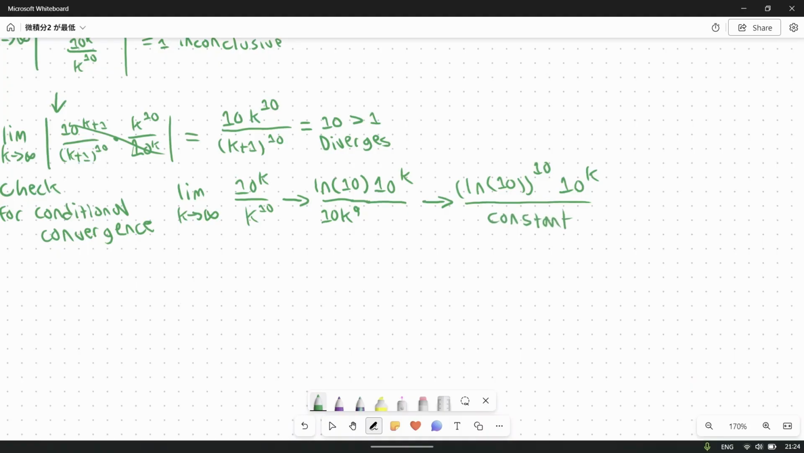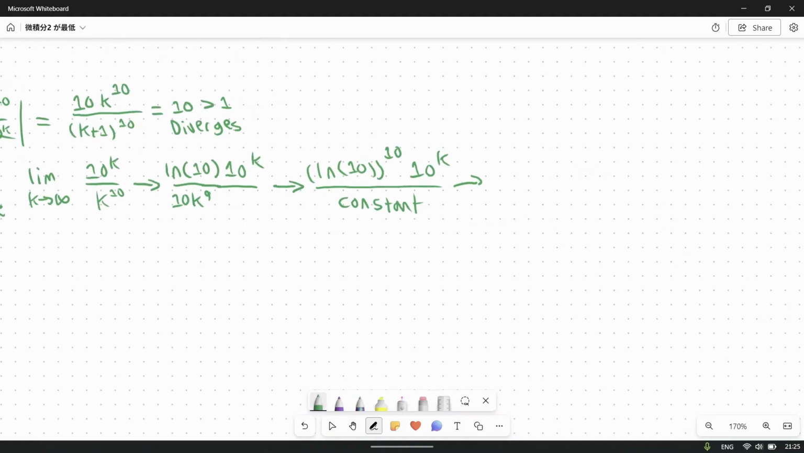And so as a result, since this is just going to be some big constant, it's going to become kind of insignificant. And then this is also going to become a constant, and all that we have left is this 10 to the k, and so it's just going to get bigger and bigger. And so this limit is going to go to infinity.